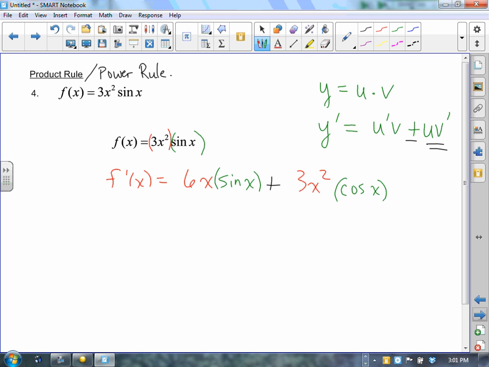Really not much of a need to go any further with this. These terms cannot be added. The only thing that anybody could do with this right now would be to consider factoring an x along with a 3 out of the expression. So we could pull out a 3x and have 2 sine x plus x cos x, as a final factored form.